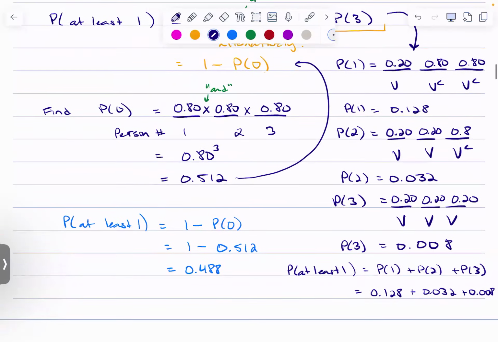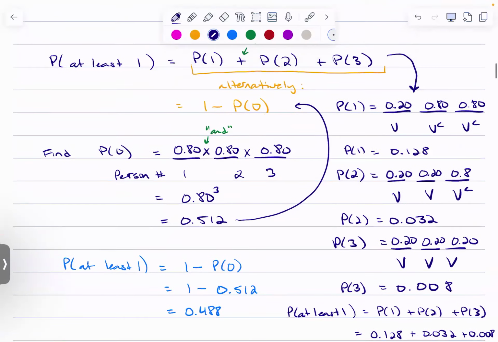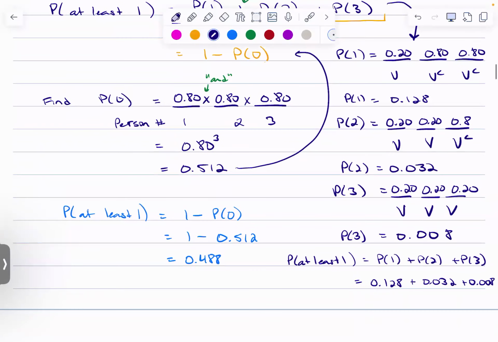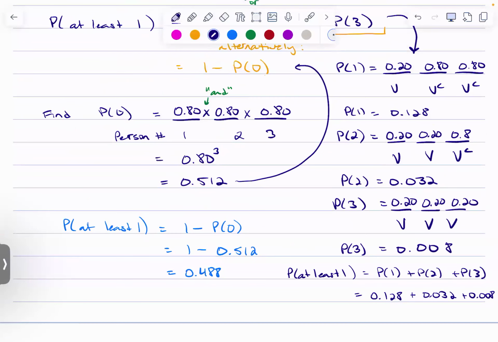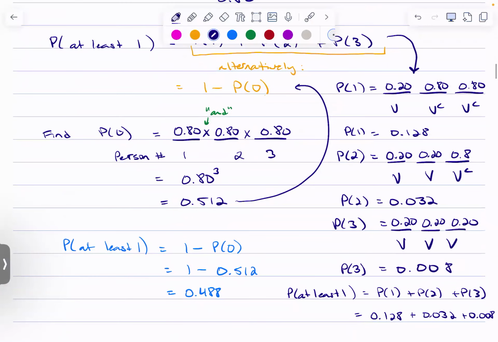Did I do it wrong? Something happened. Huh. Why isn't it working? When you guys do it, what do you get? 0.032 plus 0.008. You get 0.168. That's bad. Where did I go wrong?